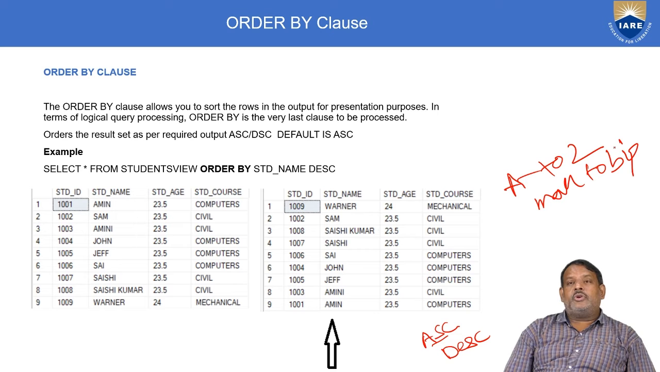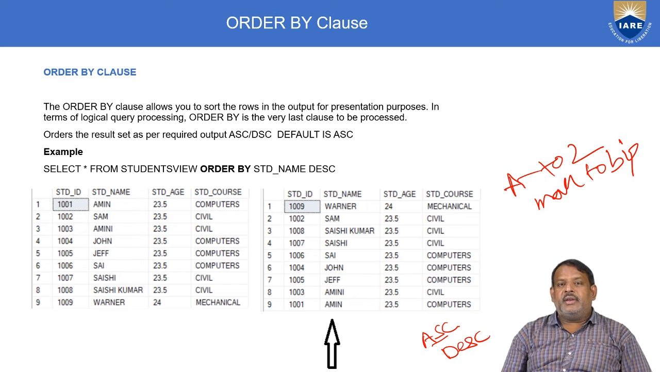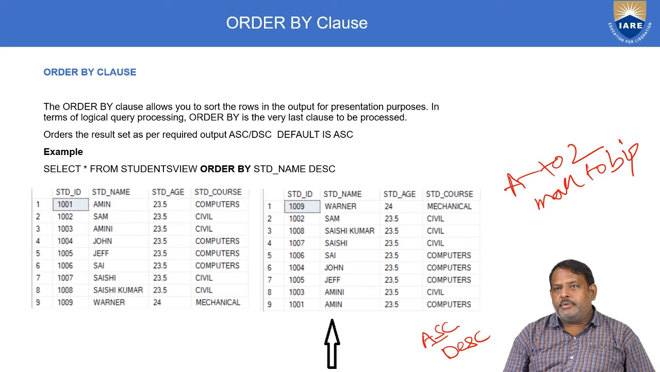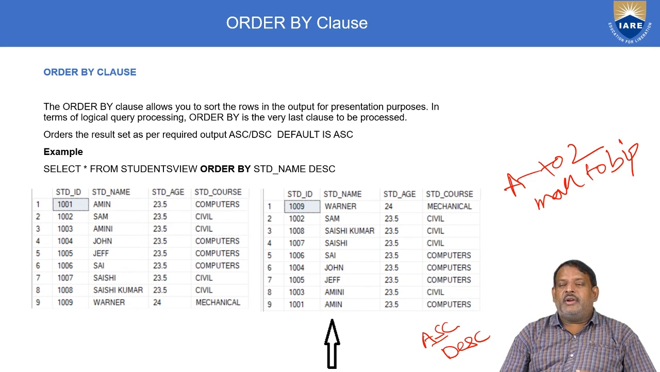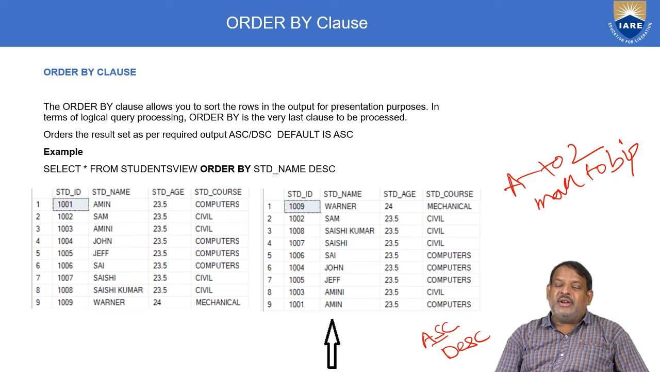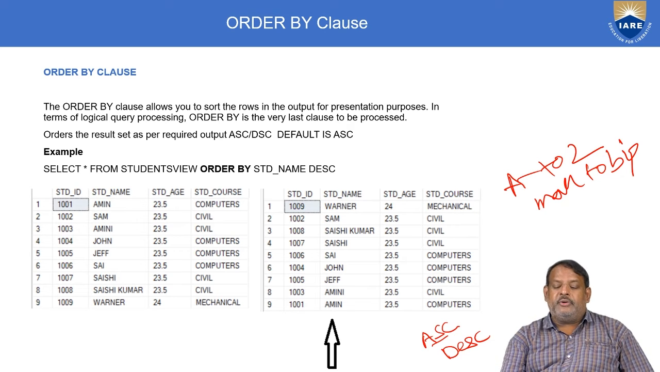The order by clause is used to sort your data. Once your data is coming, you want to sort it. That sorting can be done in 2 ways: ascending and descending. In the ascending format, your data is sorted A to Z or small to big, like A to Z or 1 to 100. In the reverse, it is descending. It is Z to A or big to small.